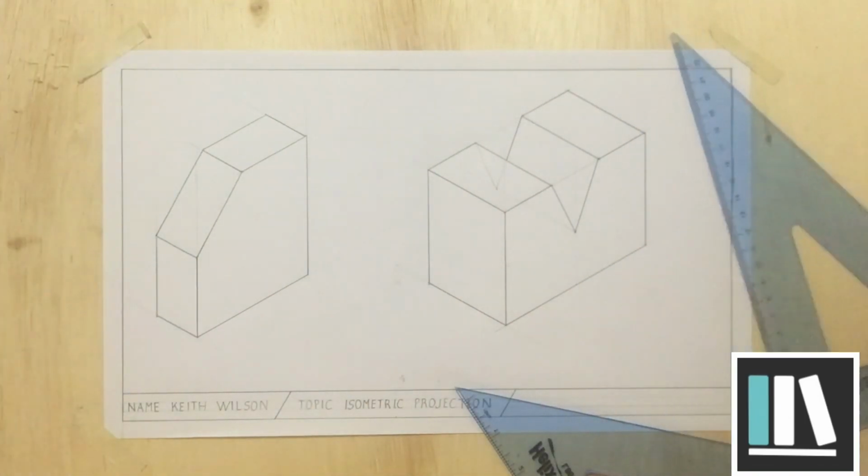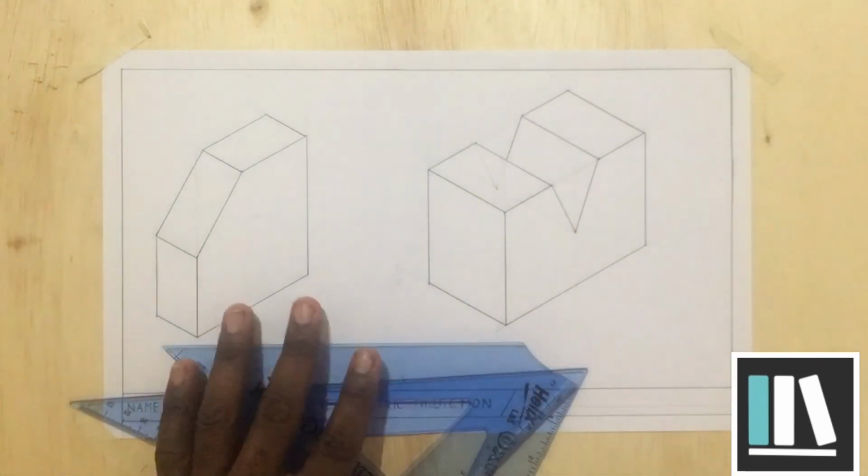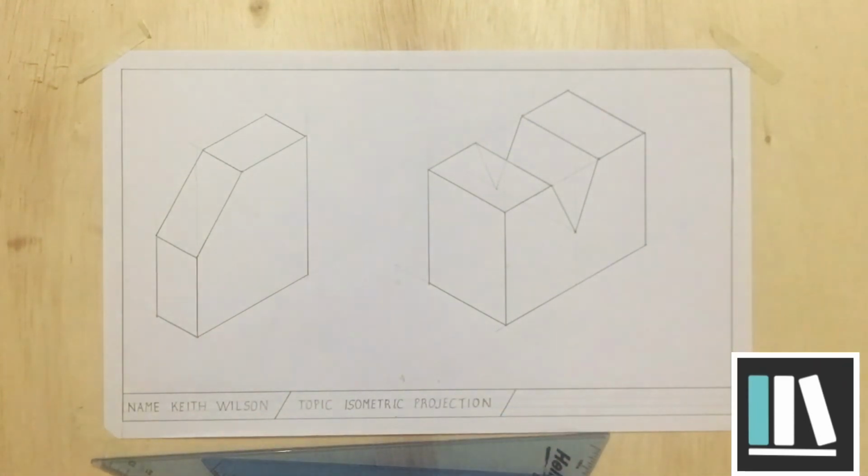So this is how to approach isometric drawings that include lines that are not parallel to either of the axes. I hope you grasped this concept.